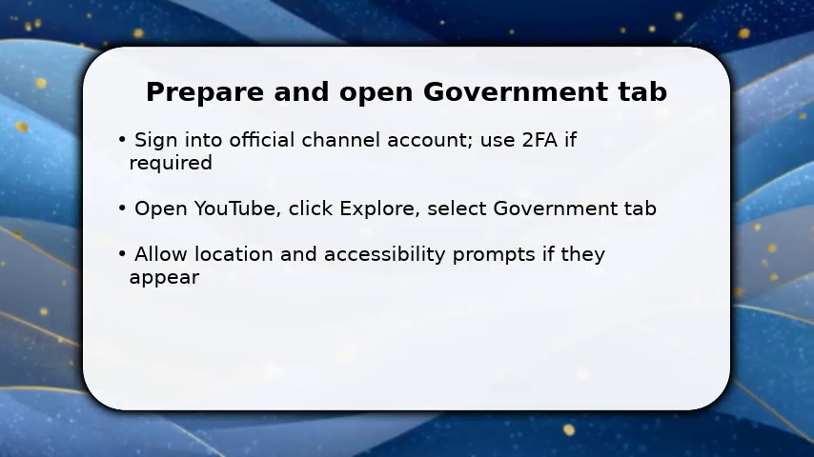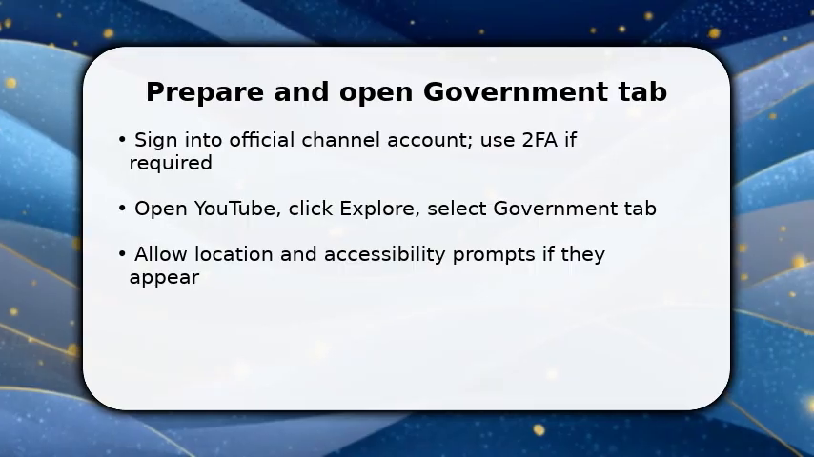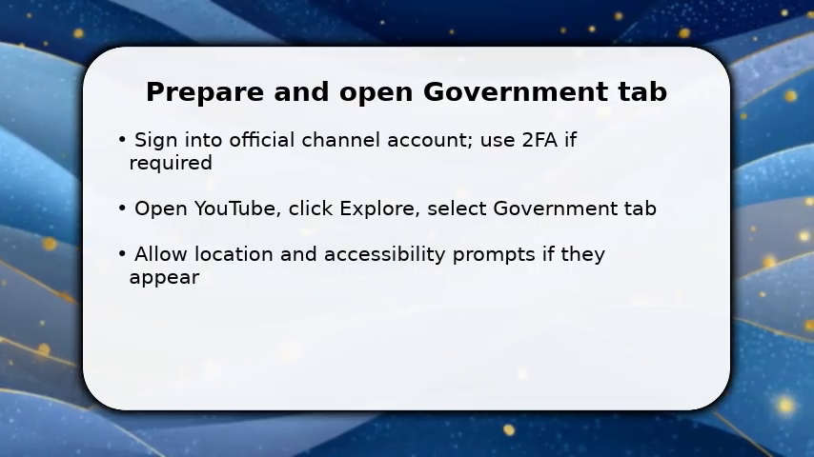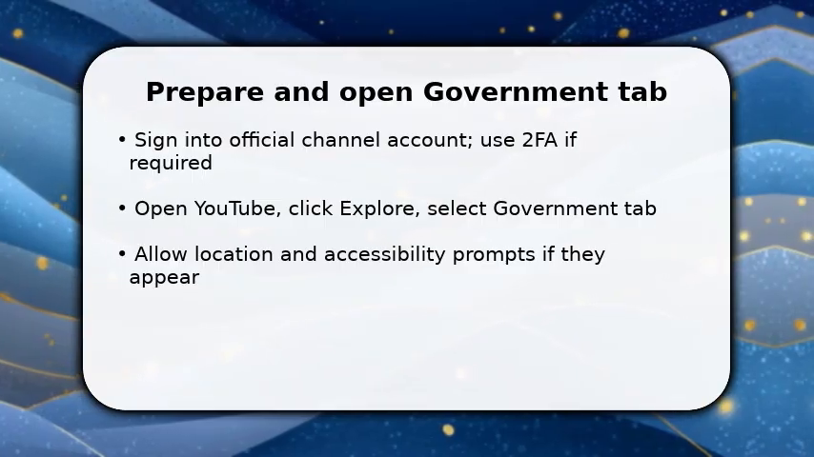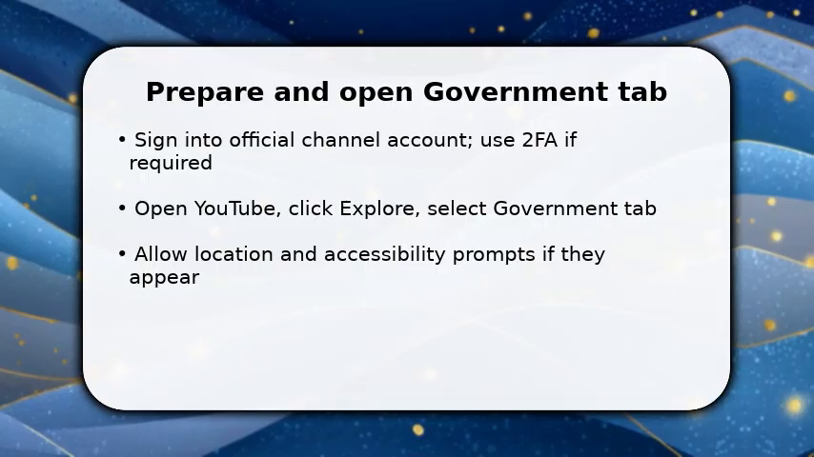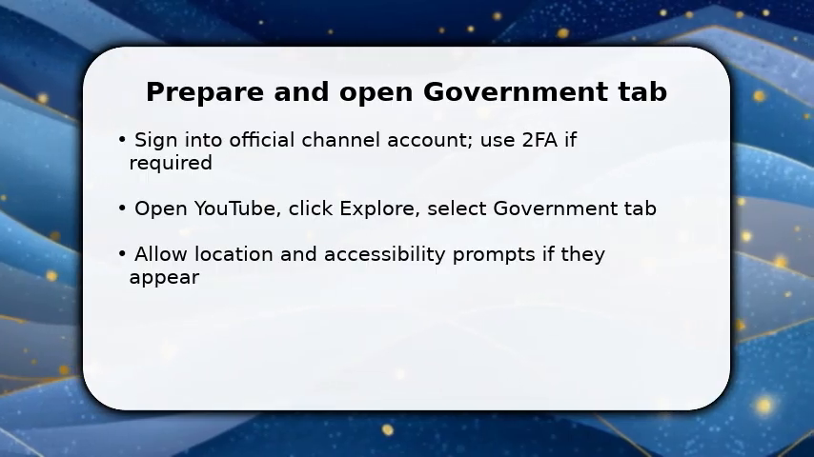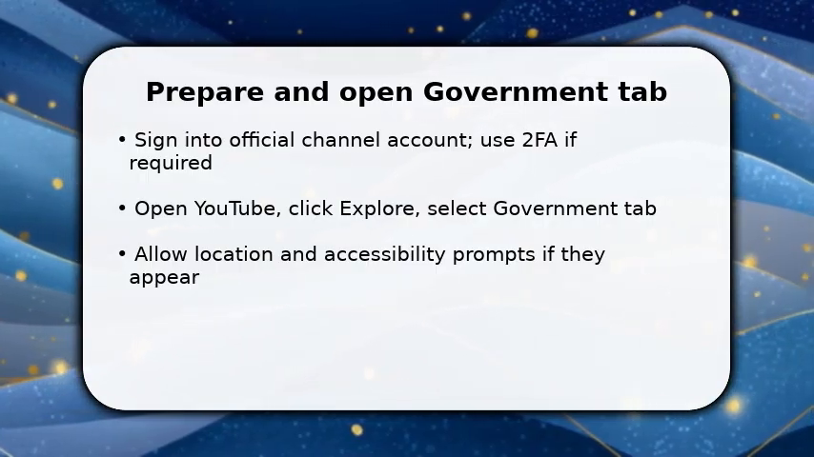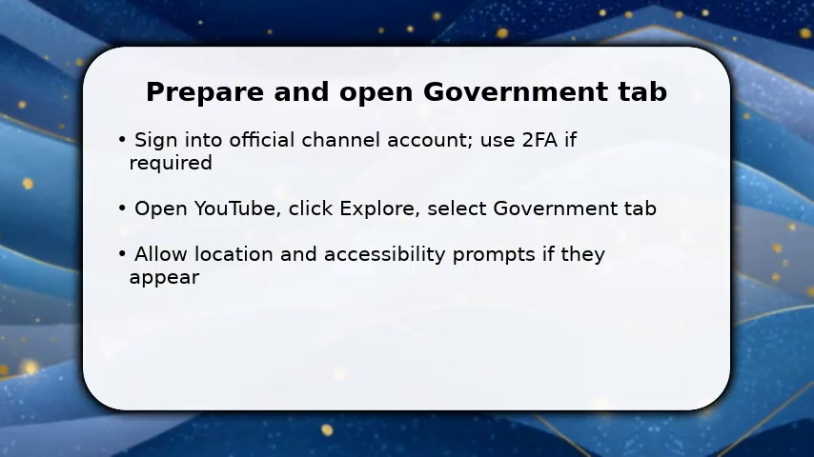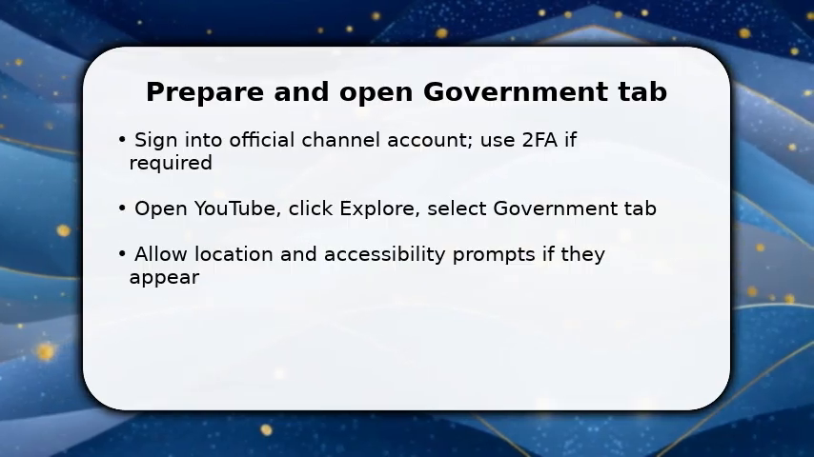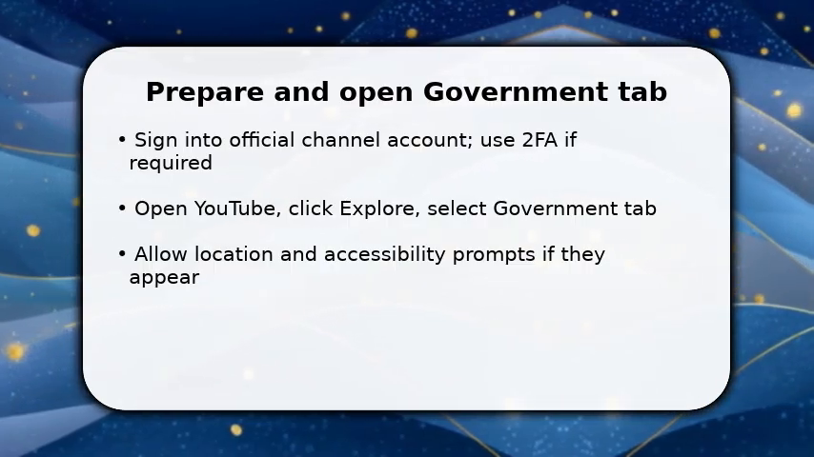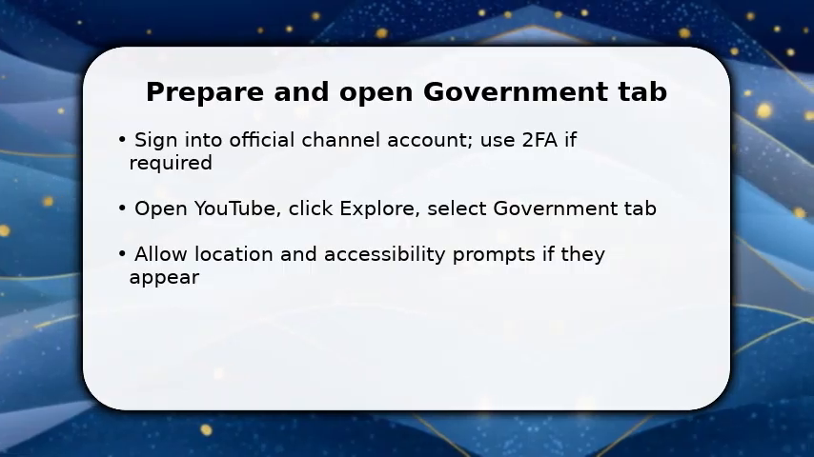You should already be signed into the account that manages government content. Enable two-factor authentication now if not set. Once done, open YouTube, choose Explore from the left menu, and tap the Government tab to load official channels and playlists. Make sure your browser or app is updated and permissions for location or notifications are accepted. This ensures the tab curates relevant local government feeds.